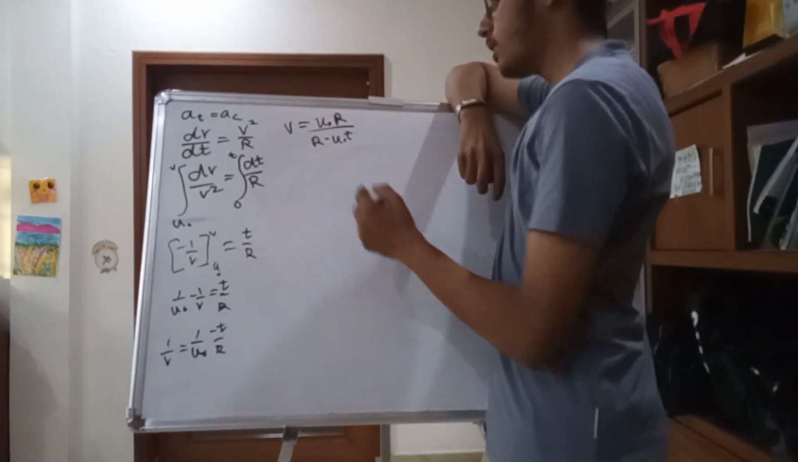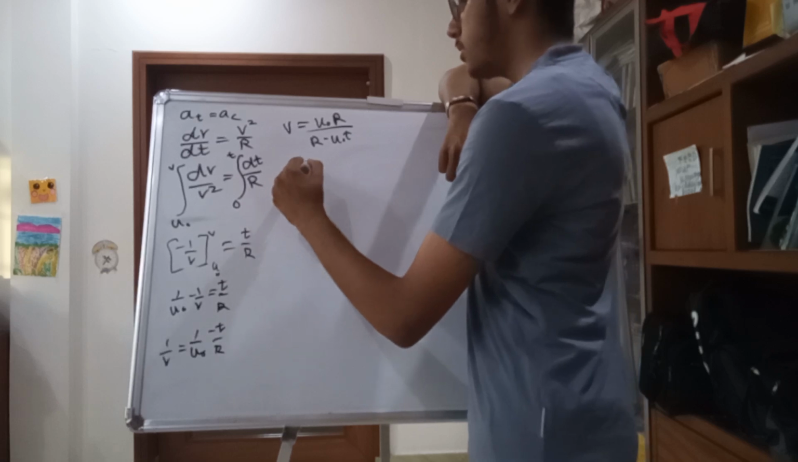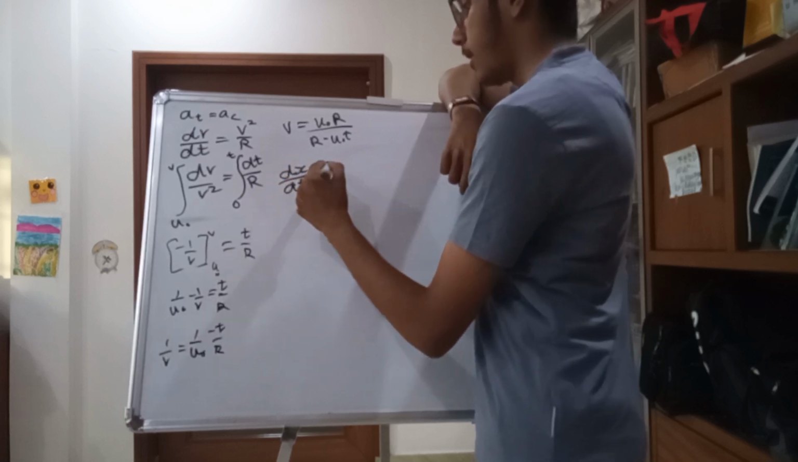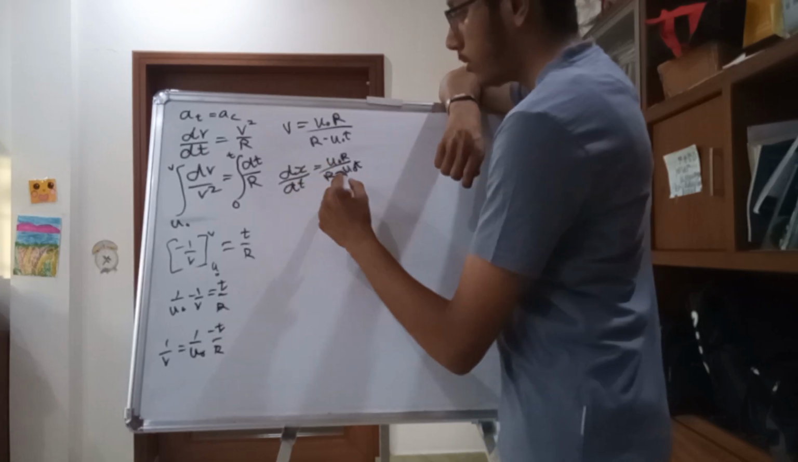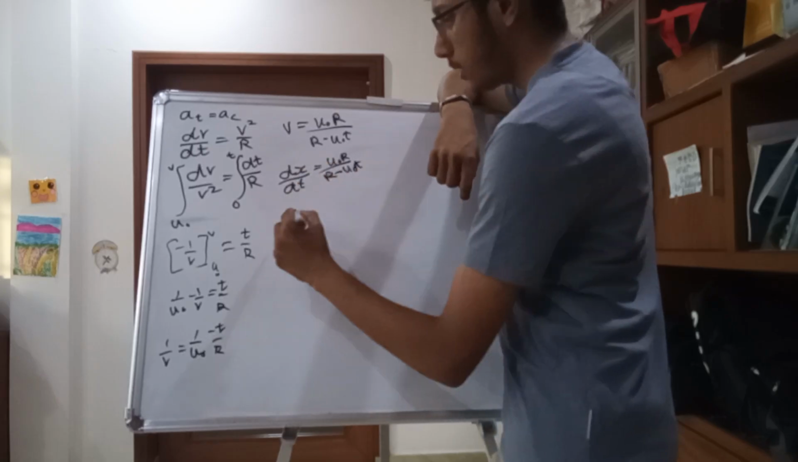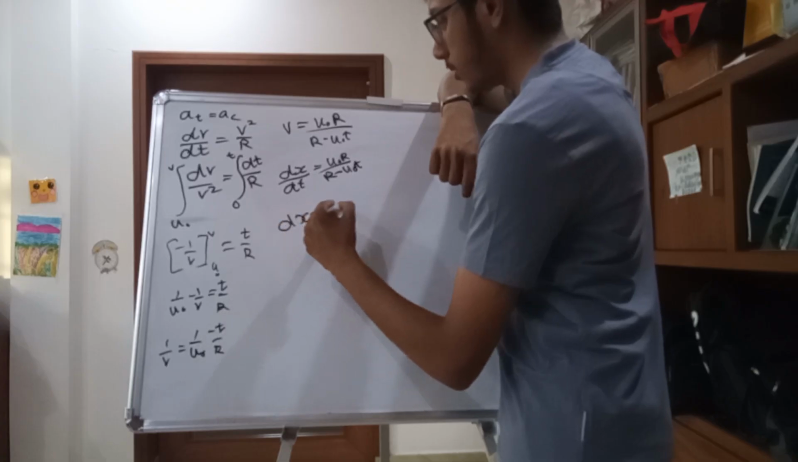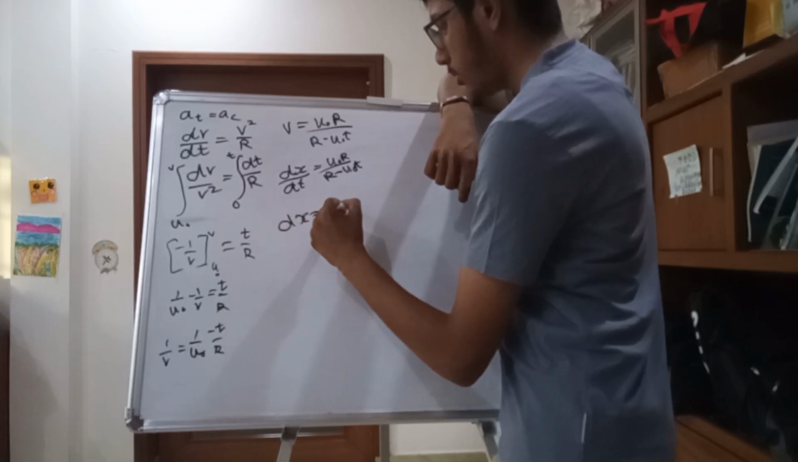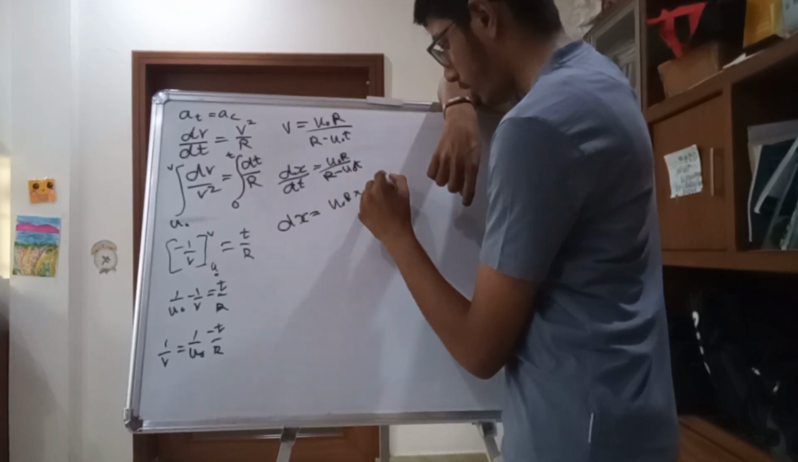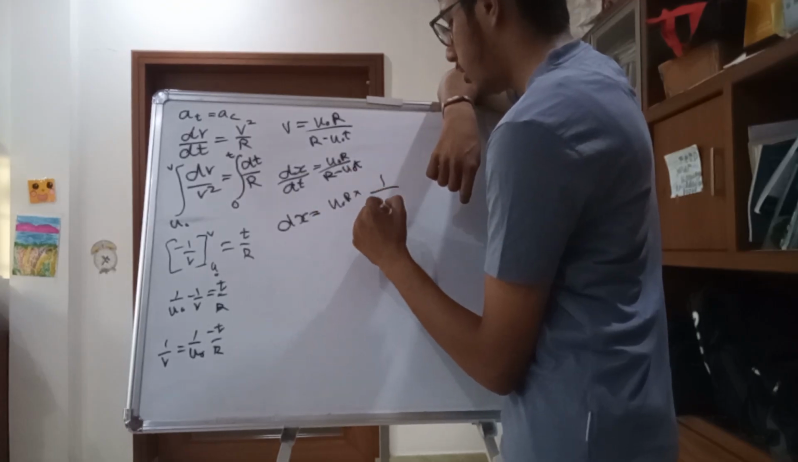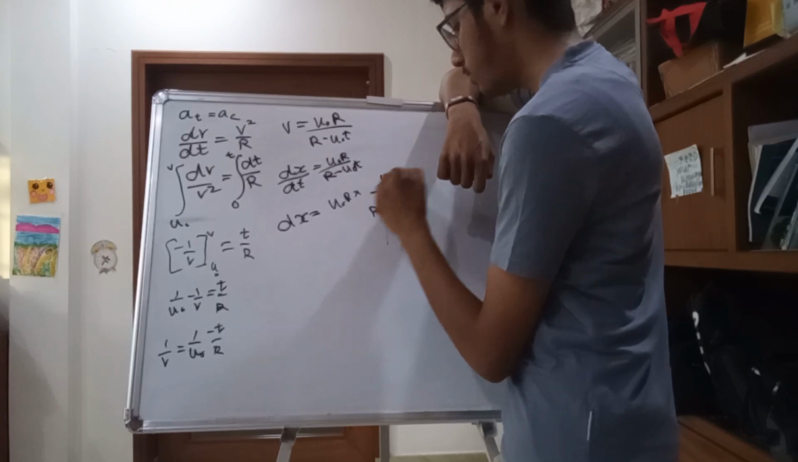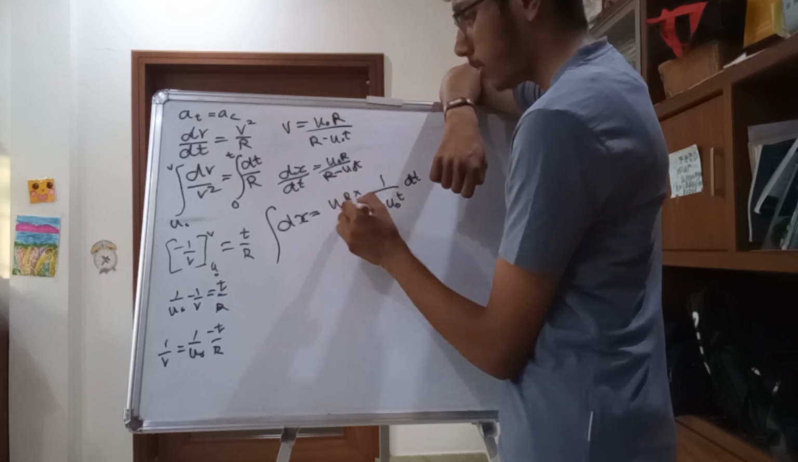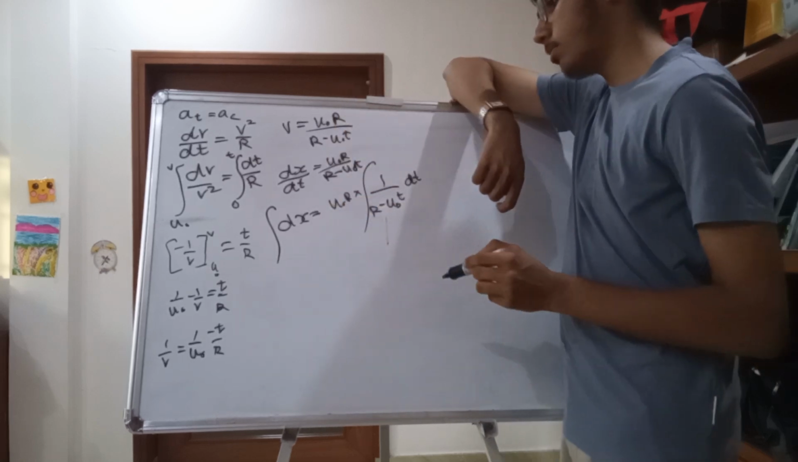Now, how can I write velocity? Change in distance by change in time, which is going to be u naught r by r minus u naught t. Now I'm going to transfer this dt here, so you can write it as dx is equal to u naught r into dt by r minus u naught t. I'm writing this separately because when I apply the integral again, this is going to be constant. That's why I've written it separately. Okay, now I hope you can understand.